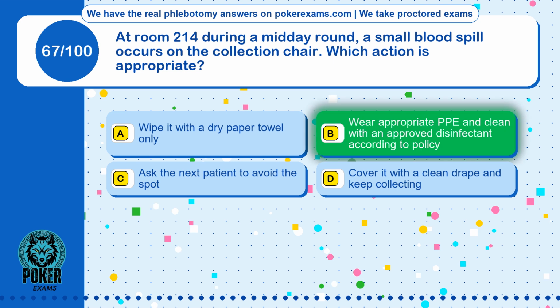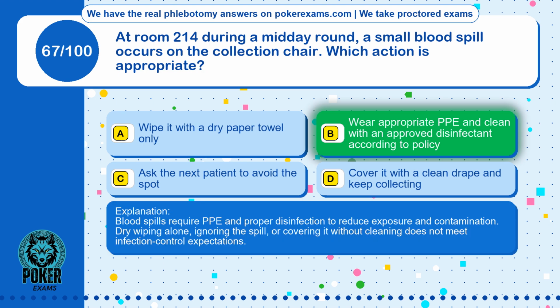The correct answer is option B. Wear appropriate PPE and clean with an approved disinfectant according to policy. Blood spills require PPE and proper disinfection to reduce exposure and contamination. Dry wiping alone, ignoring the spill, or covering it without cleaning does not meet infection control expectations.